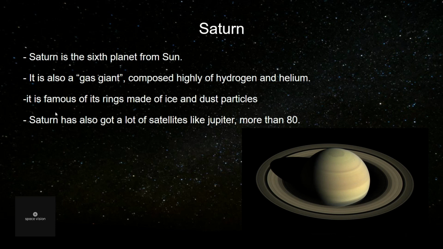And Saturn has also got a lot of satellites like Jupiter, more than 80 satellites, moons. Other planets also have satellites, but Saturn has a lot more, more than 80 satellites.